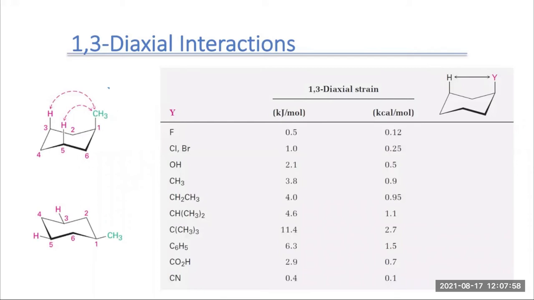So if we're looking at all these different strains, each substituent has its own number. And so you can see some of them are really small. Fluorine, not really big of a difference, just a little bit. Versus if we have a tert-butyl, that's a huge difference. Tert-butyl will almost always point outwards. Very rarely will you ever see a tert-butyl in the axial position.